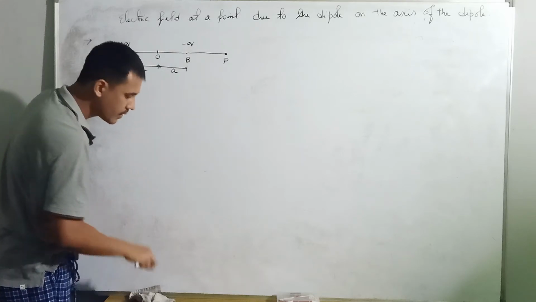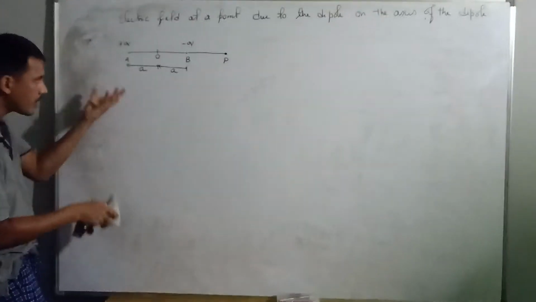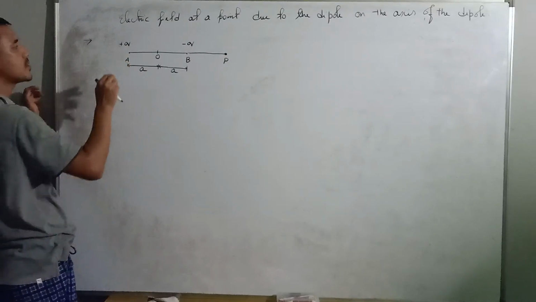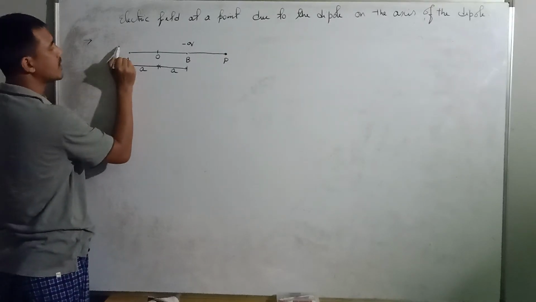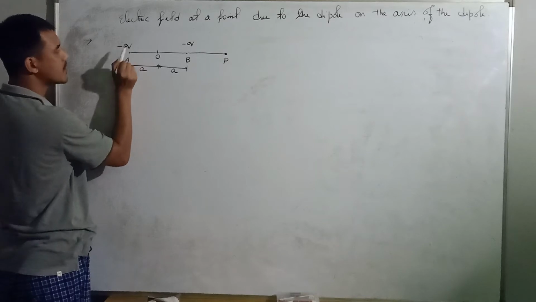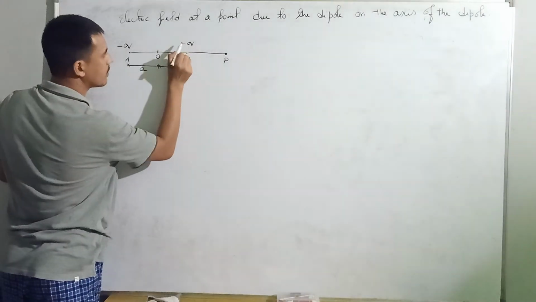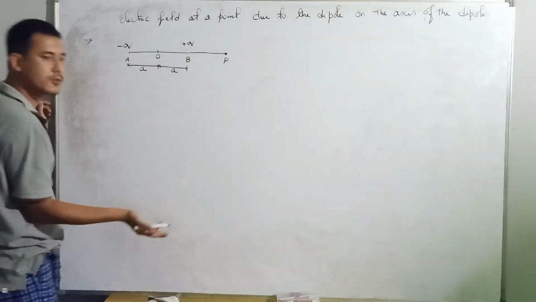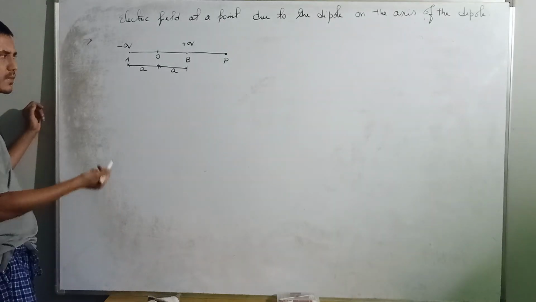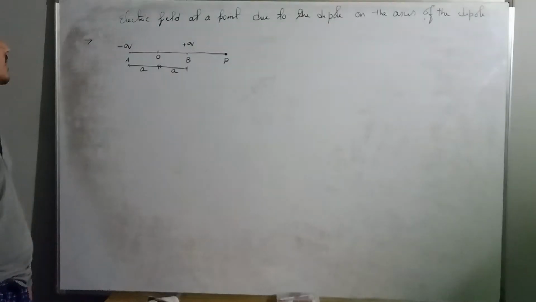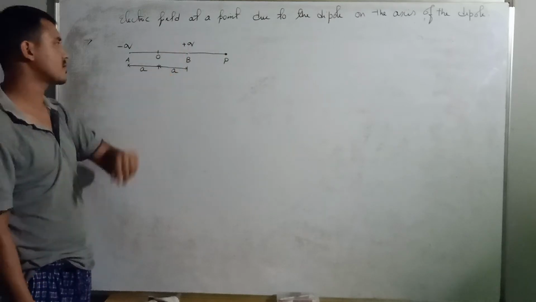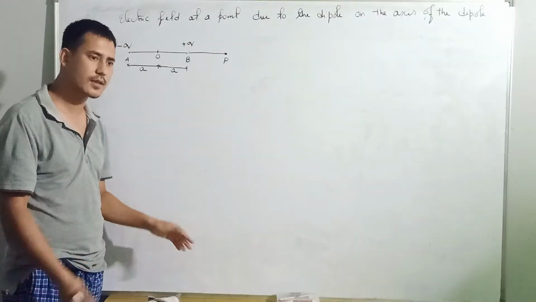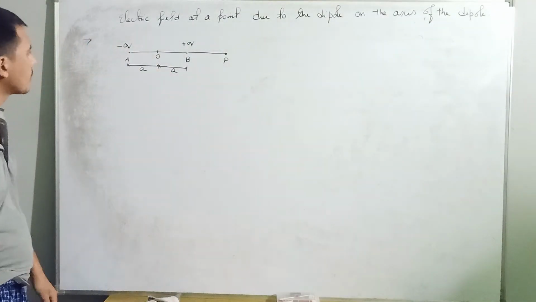Or I can make some more arrangements. I can change this arrangement like this. Shall I place charge minus Q at A and plus Q at B? This is also possible, right? It doesn't mean that this should always be the positive charge and this always the negative charge. They can be anywhere.